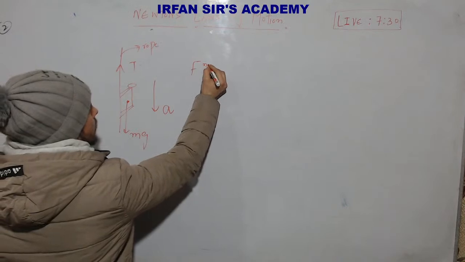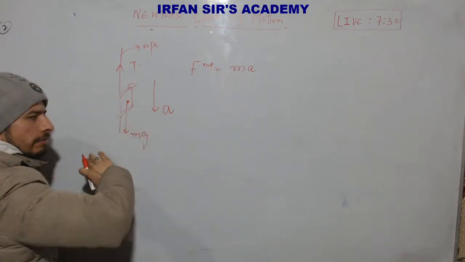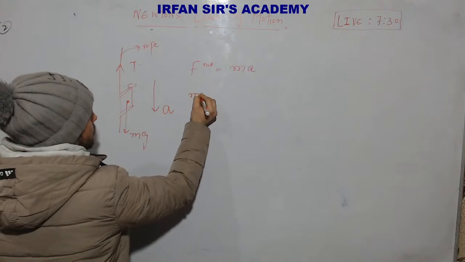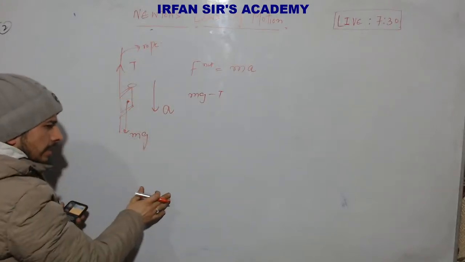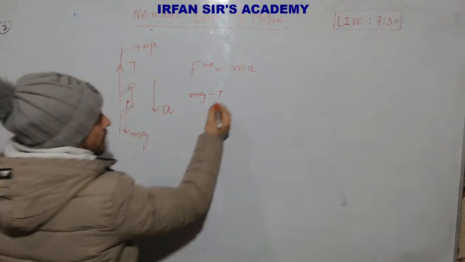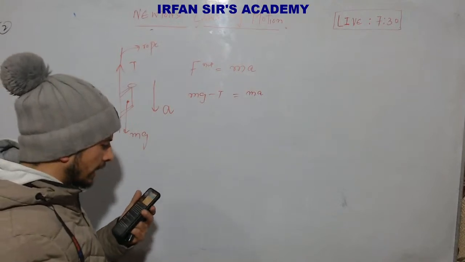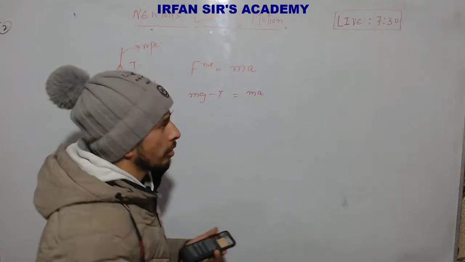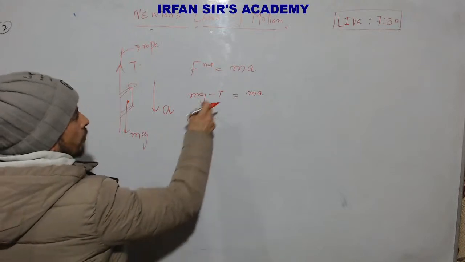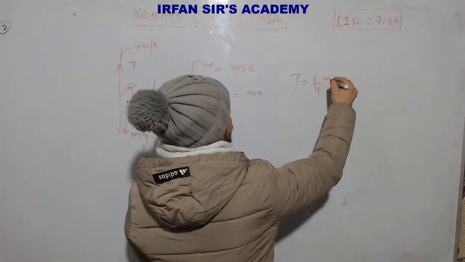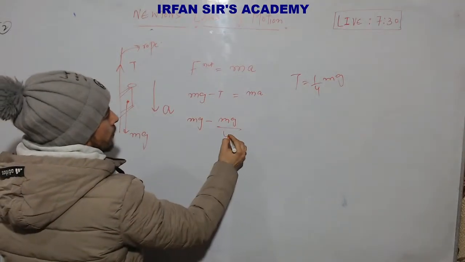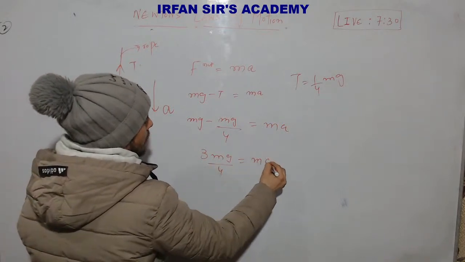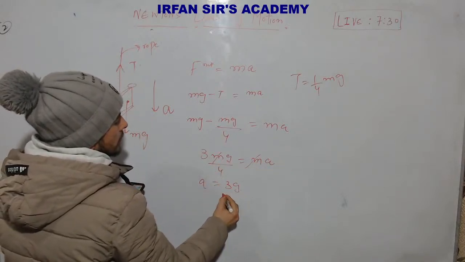F net is always equal to mass into acceleration. But here, what is F net? It is mg minus T. Why not T minus mg? Because the body is going downwards. So mg minus T equal to ma. And it's given that the braking load for the rope, which is the maximum tension, is 1/4 of the weight of the man. Weight of the man is mg. So the tension is mg upon 4. So mg minus mg upon 4, that is 3mg upon 4, is equal to ma. M and m will cancel. Acceleration will be equal to 3g upon 4.